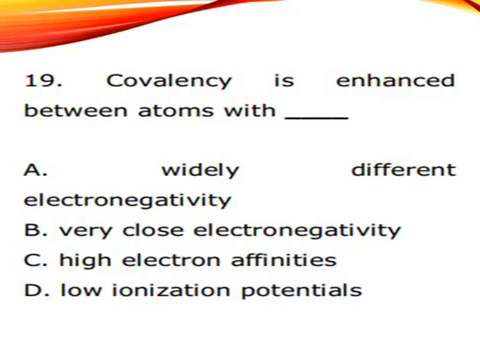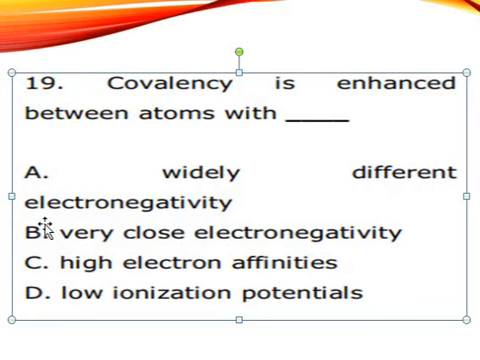Then question 19 says, covalency is enhanced between atoms with A, widely different electronegativity, B, very close electronegativity, C, high electron affinities, and D, low ionization potentials. So typically, covalency usually occurs between atoms whose electronegativity values are quite close. So your answer is B, very close electronegativity.